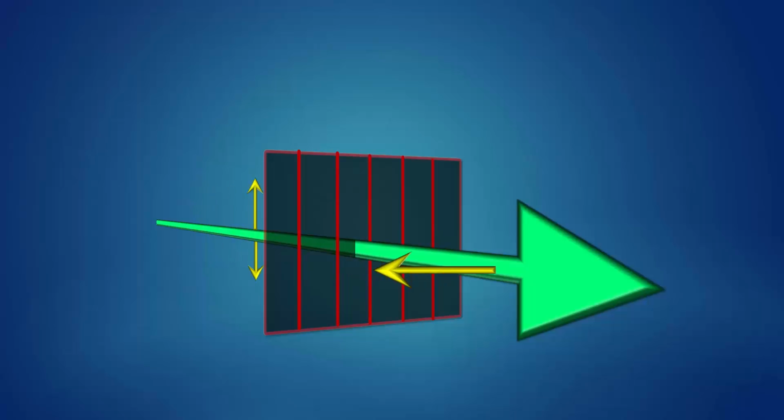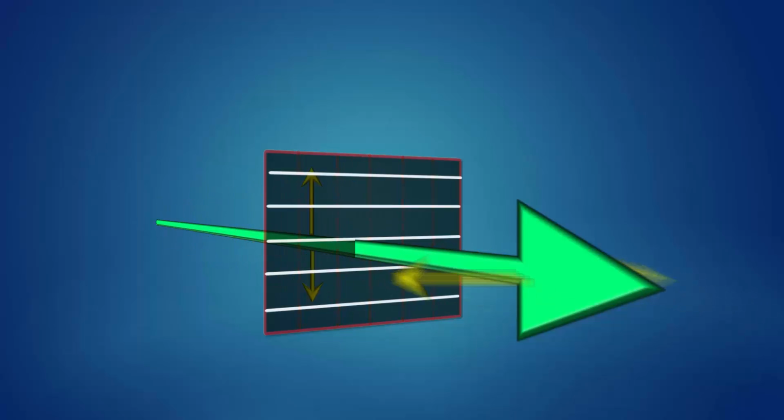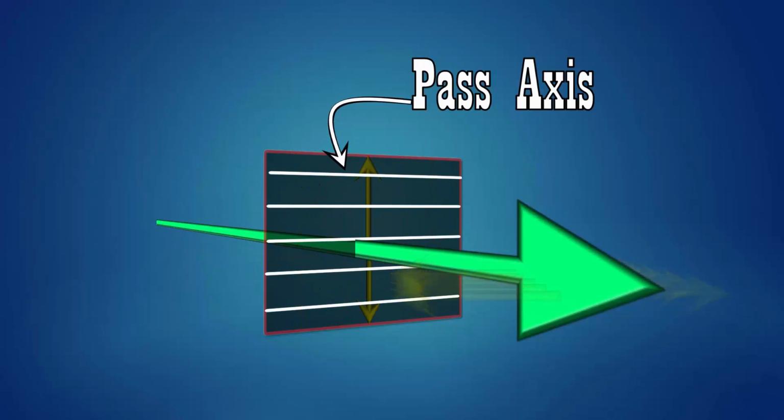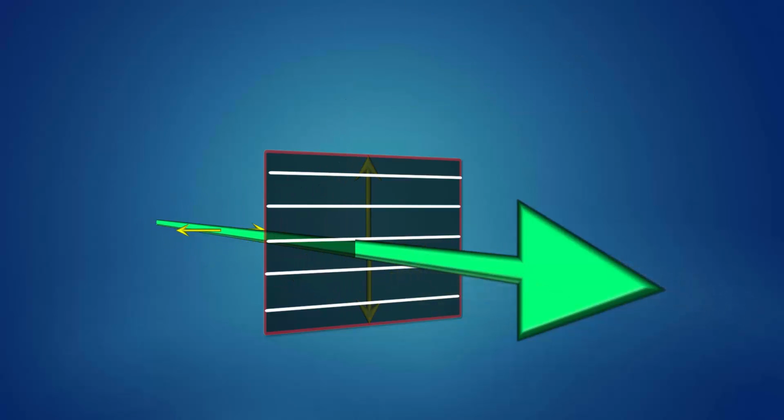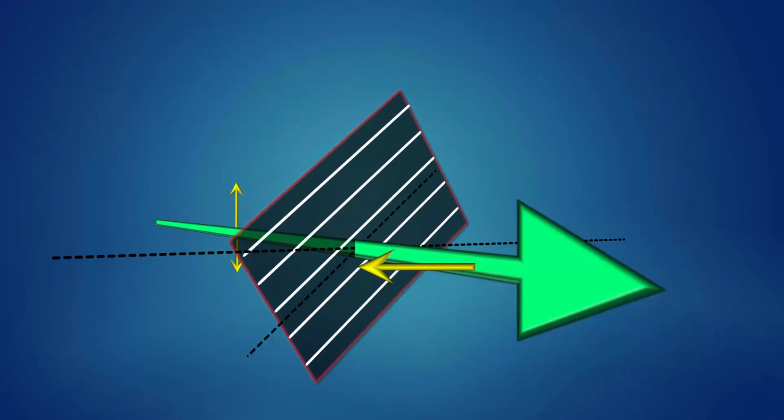Since the filter only allowed electric field vibrations in the horizontal, we would now say the horizontal direction is the pass axis. And therefore, for any filter, the pass axis is always perpendicular to the wireframes. What would happen if I rotate the filter counterclockwise, making the pass axis 45 degrees with the horizontal?